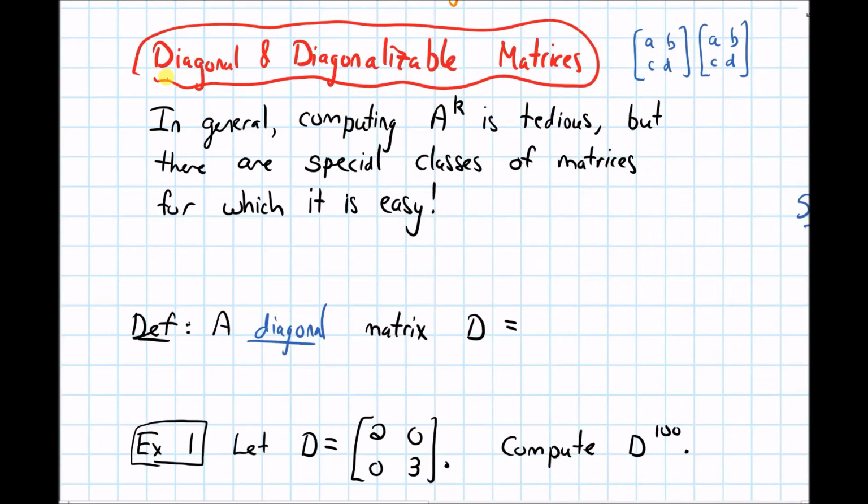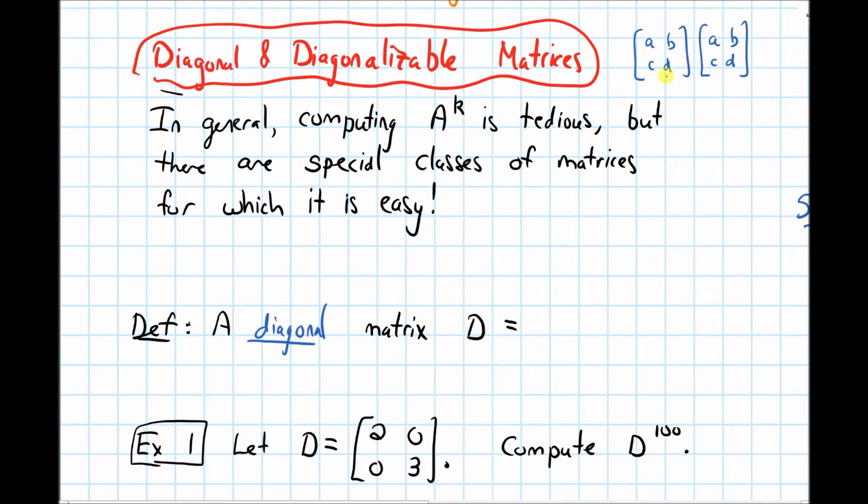In this video, we're going to talk about diagonal matrices and diagonalizable matrices. So let me give some context here. In general, if we want to compute a power of a matrix, A to the k, that's tedious. But there are special classes of matrices for which this is actually easy to do.